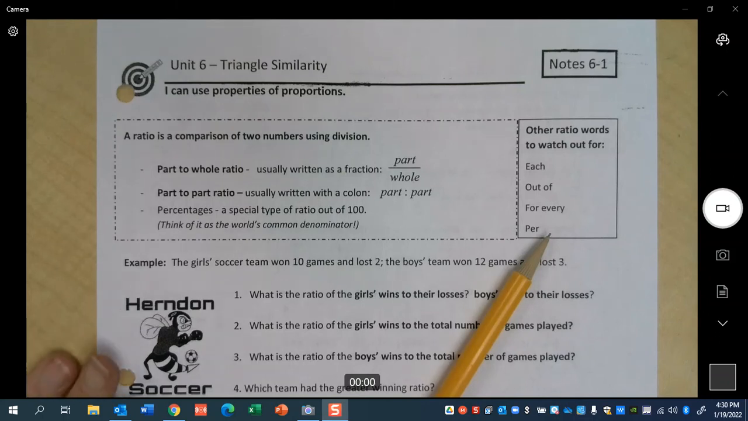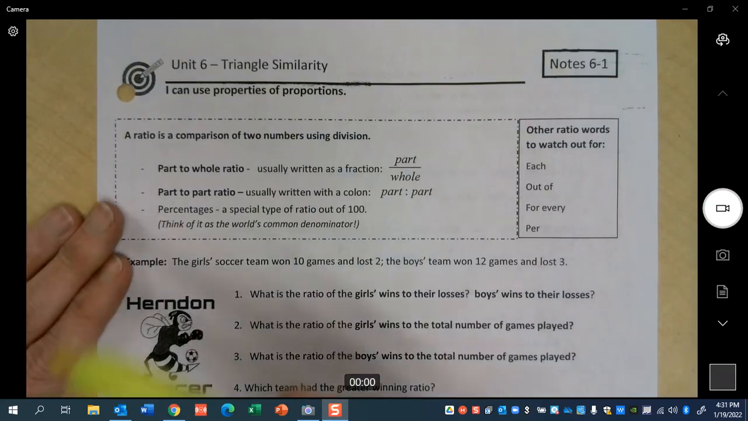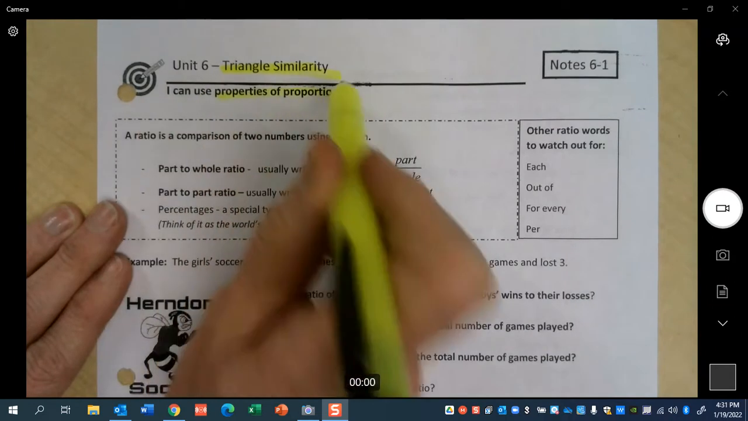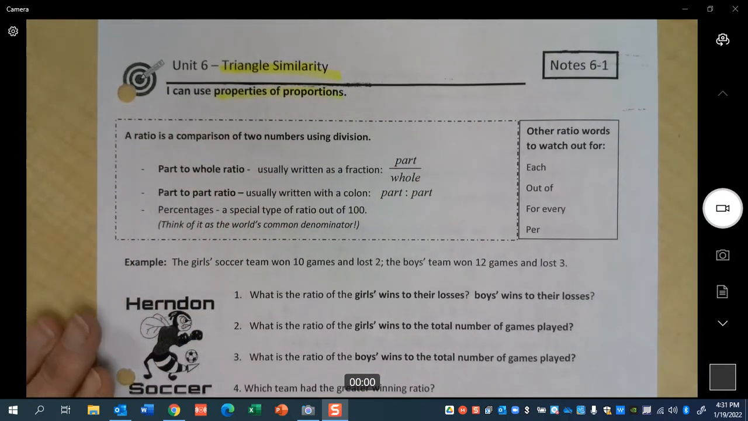All right, so here we go. Our notes for this next chapter, we're going to be talking about triangle similarity, and we're going to start off by talking about properties of proportions.